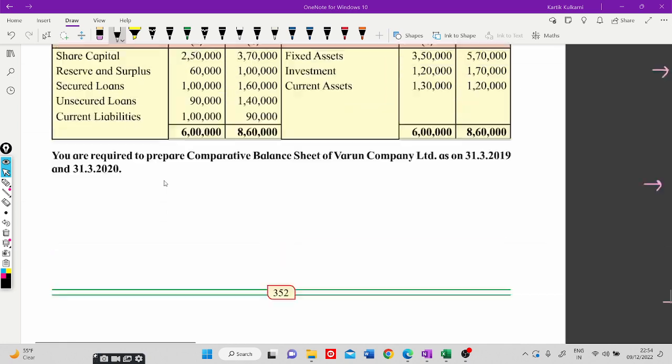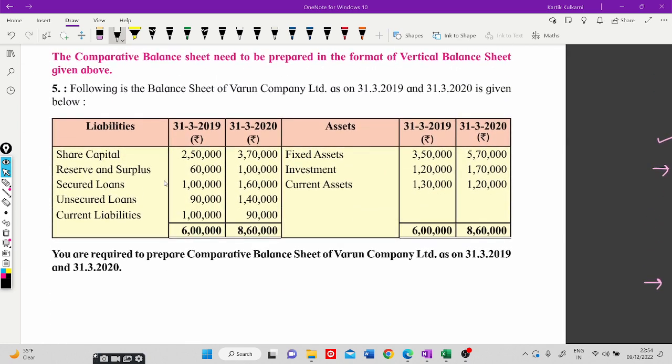Let's understand the problem first. We can see here that in the problem they have given us a horizontal balance sheet where they have shown assets and liabilities besides each other. We have been given the data for 2 financial years. As we can see, this is 1 financial year and this is the 2nd financial year. Similarly, data for 2 financial years for assets are also been given.